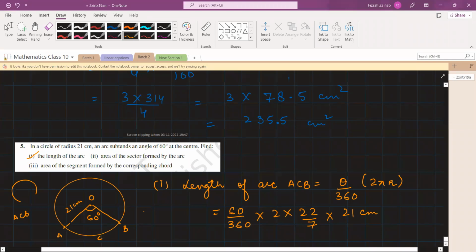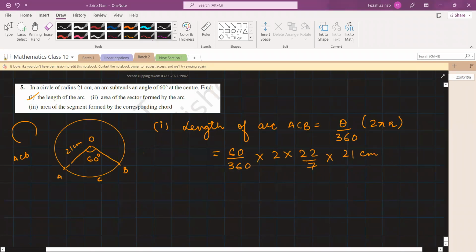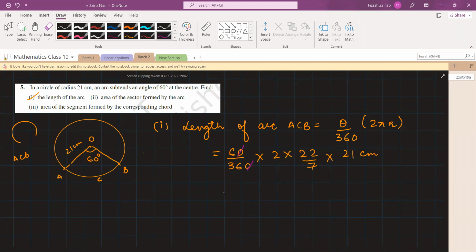Right? Okay. So now this 0 cancels out. And 6 into 6 is 36. So I have 1 upon 6 into 2 into 22 by 7 into 21. And because this is length, it will have only 1 centimeter, which you can see, right? Okay, so 7 into 1 and 7 into 3. Then you have 3 into 1, 3 into 2, and this 2 cancels out. So this is 22 centimeter is the length of the arc.